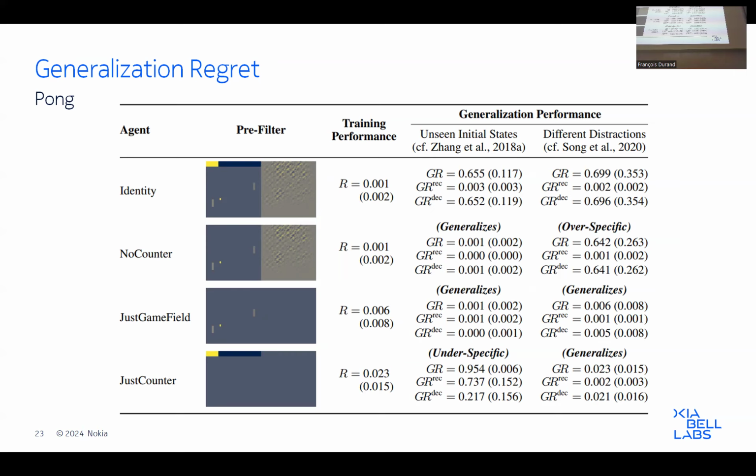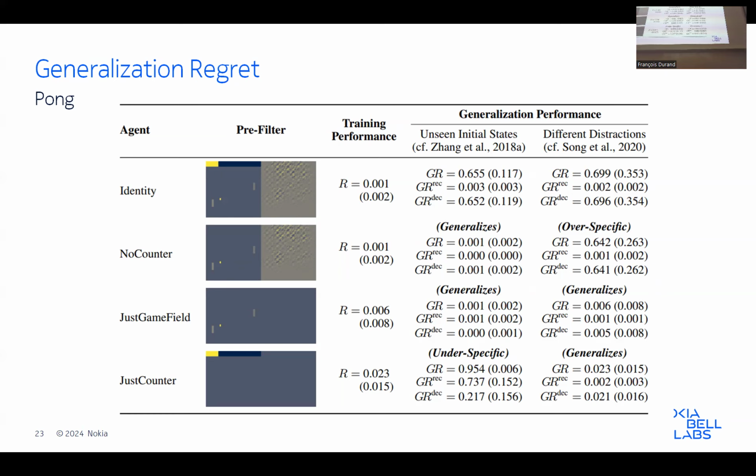The middle versions generalize well, where we take away the counter but keep the distraction, or if we take away the counter and remove the random part of the image. However, if we just have the counter, but we change the initial state, then obviously things are going to get very bad because the counter is not correlated with what we want to do. So here it's under-specific, so we have high recognition regret, low decision regret.